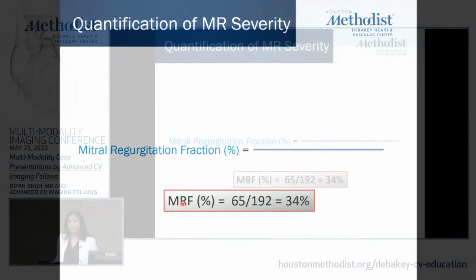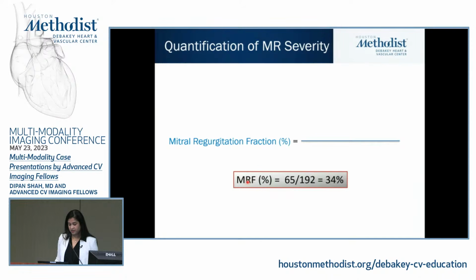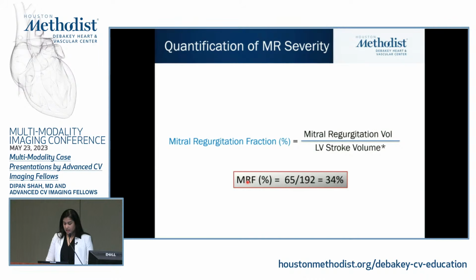Moving on to the quantification of mitral regurgitation severity with mitral regurgitation fraction. The fraction is mitral regurgitation volume by your LV stroke volume. I would like to pause here and ask how many of you agree with the estimated regurgitation volume and fraction that we got here?